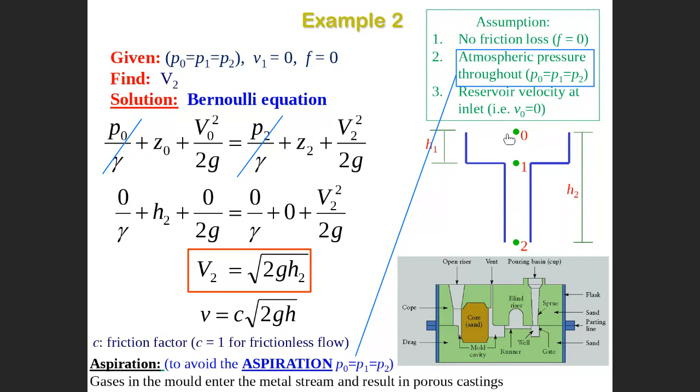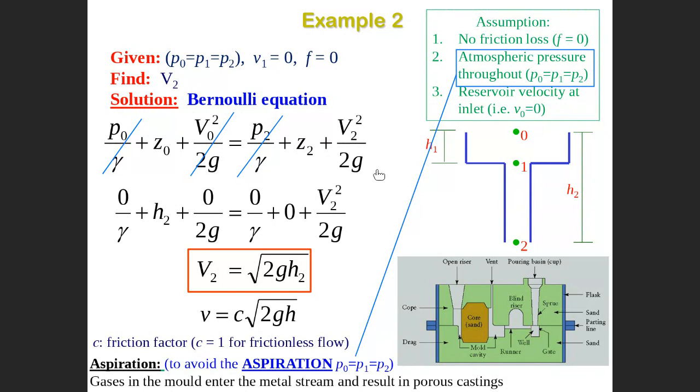And V0 here is also equal to 0. The velocity at this level is relatively small, so for simplicity we can just ignore it and take velocity here equal to 0. Then this is the equation.